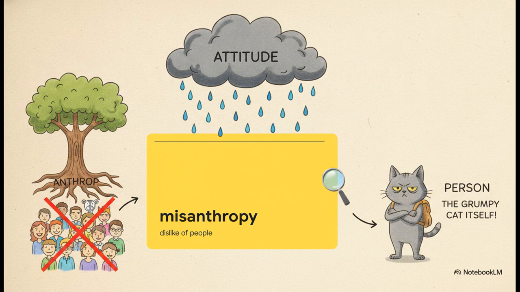And to round out this branch, we've got the noun form of that negative emotion, misanthropy. That's mis for dislike, plus anthrop for human, plus -y for the state or condition. This is the actual feeling of disliking humanity. And it's a really important distinction to keep straight. Misanthropy is the feeling itself, while a misanthrope is the specific person feeling it. One is the grumpy attitude, the other is the grumpy person.